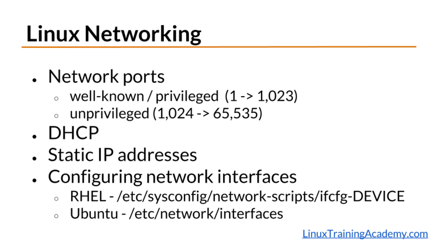DHCP stands for Dynamic Host Configuration Protocol. DHCP is primarily used to assign IP addresses to hosts on a network. You must define if you want the network interfaces on your system to use DHCP or static addresses. For Red Hat-based systems, this configuration is stored in the /etc/sysconfig/network-scripts directory. There is a configuration file for each network interface on the system. For Debian-based distros like Ubuntu, the network configuration is stored in the /etc/network/interfaces file.